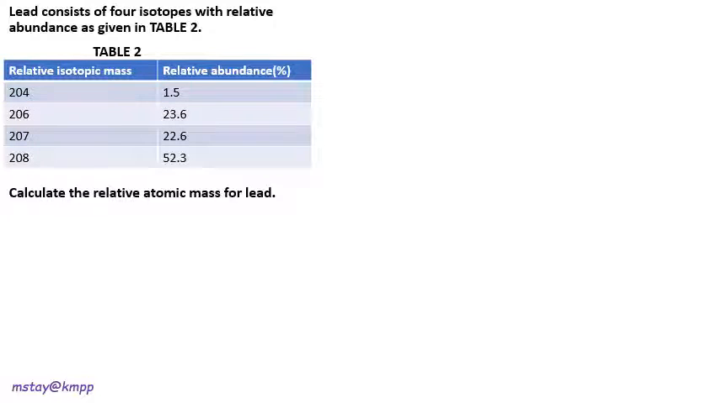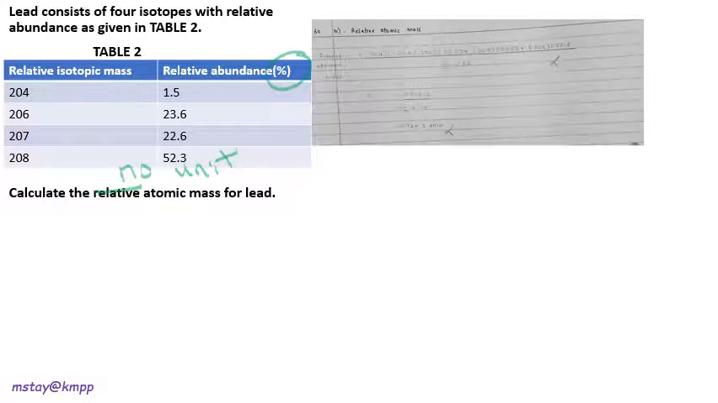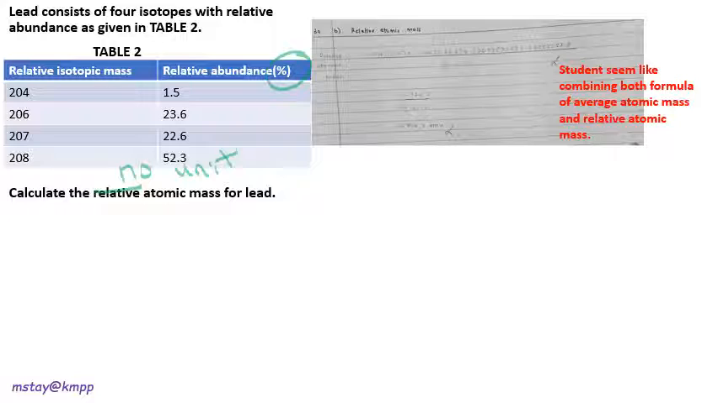In this question, we are looking at relative atomic mass. The final answer is without unit. The abundance is given in percentage. These students seem to be trying to combine both formulas of average atomic mass and relative atomic mass. However, the students forgot to divide by the sum of abundance, which makes the average atomic mass quite far from the supposed average atomic mass.